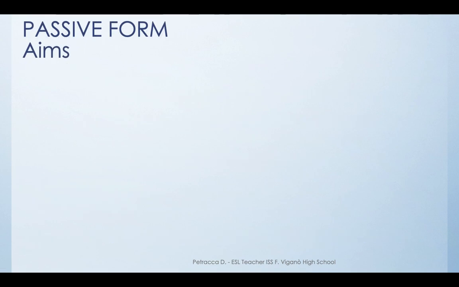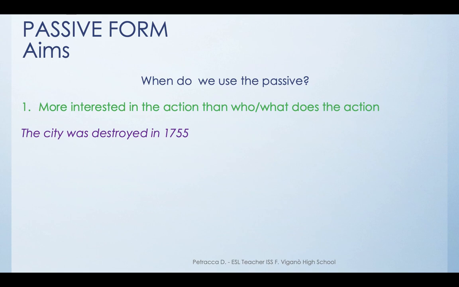Before looking at examples, let's consider when we use the passive. First of all, we use the passive when we are more interested in the action than who or what does the action. Example, the city was destroyed in 1755. We are interested in the action of the destruction of the city. We don't care about who or what destroyed the city.